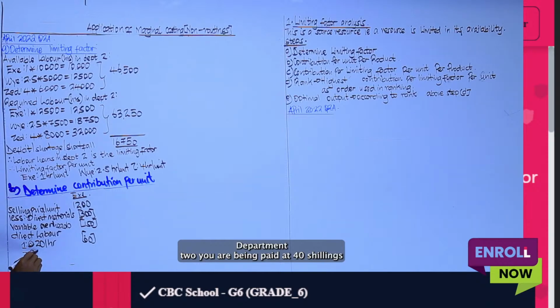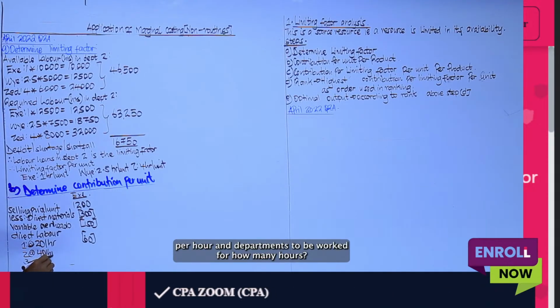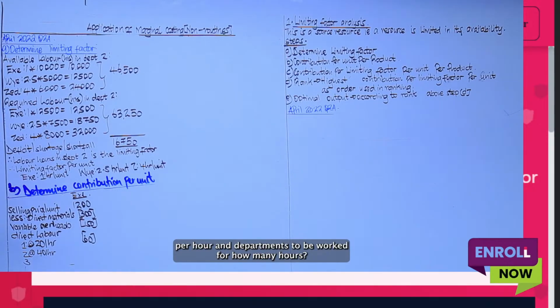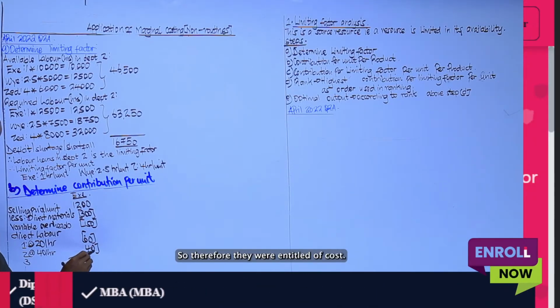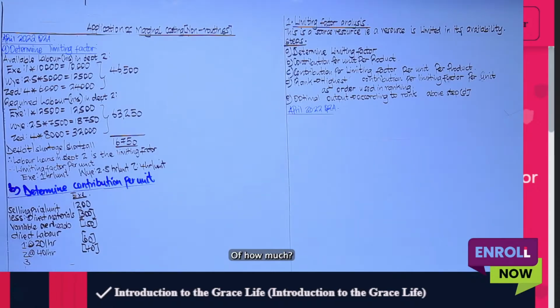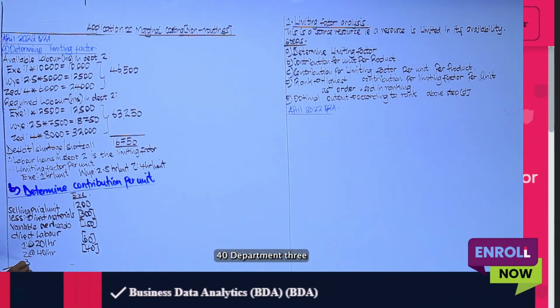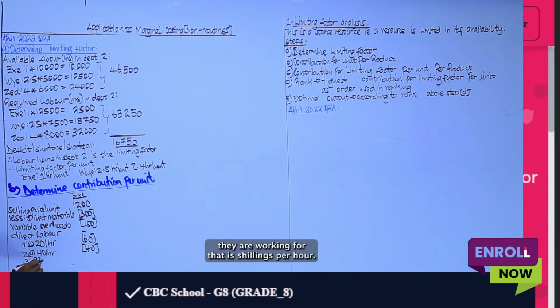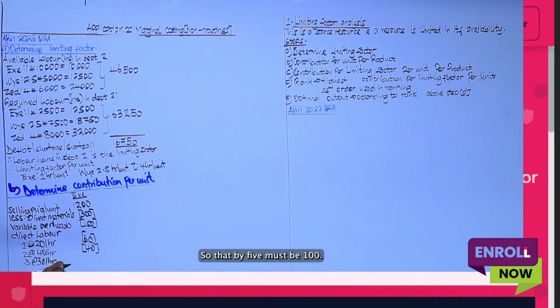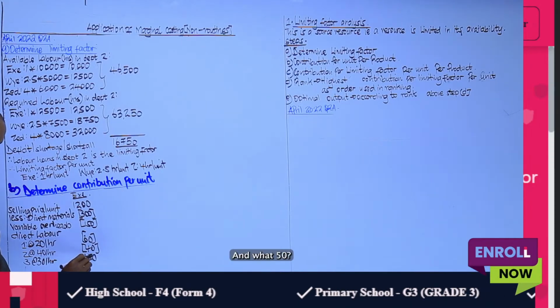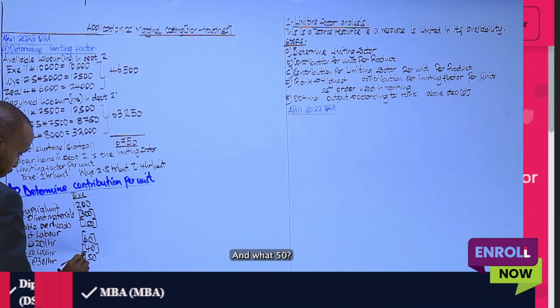Department 2, you're being paid at 40 shillings per hour, and they worked for 1 hour. Therefore, they were entitled to a cost of 40. Department 3, they're working for 30 shillings per hour, and they worked for 5 hours. So 30 by 5 must be 150.